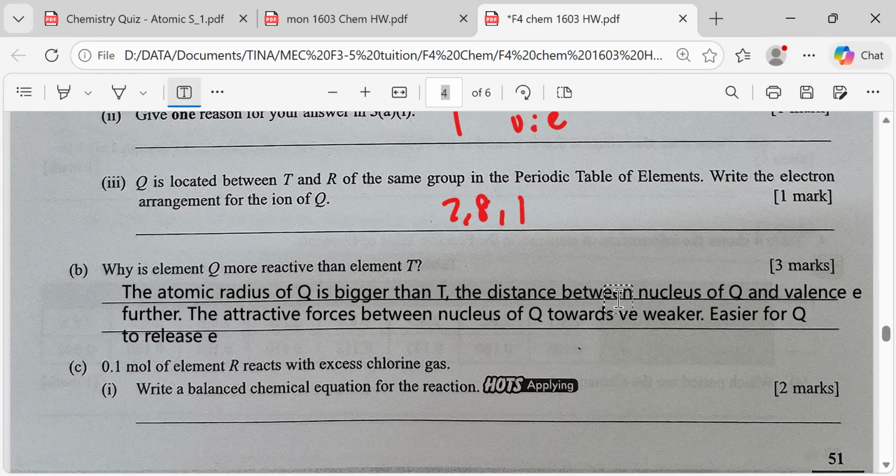Teacher, so it means that if the electron arrangement is bigger, it's easier to lose electron and it will become more explosive? Yes, correct. But group 7 is the other way around because in group 7 you're trying to gain. So group 7 going up is more reactive. Okay? Group 17 is the other way around. Group 17, fluorine is the most reactive because fluorine wants to gain electron. Group 1 wants to lose electron. All right? Okay, write a balanced equation.